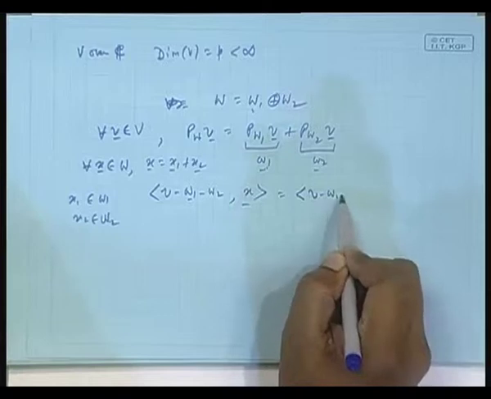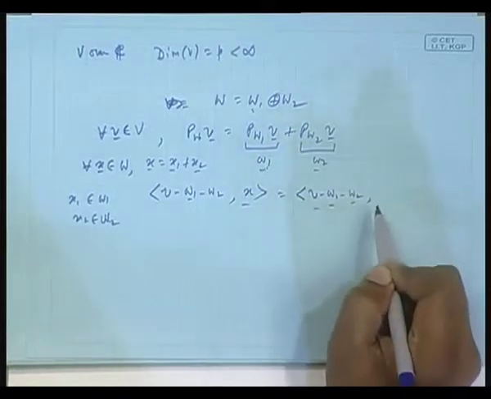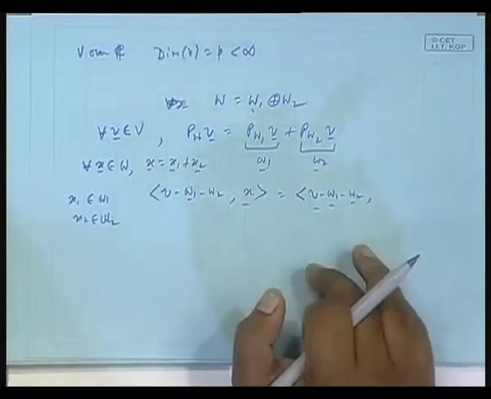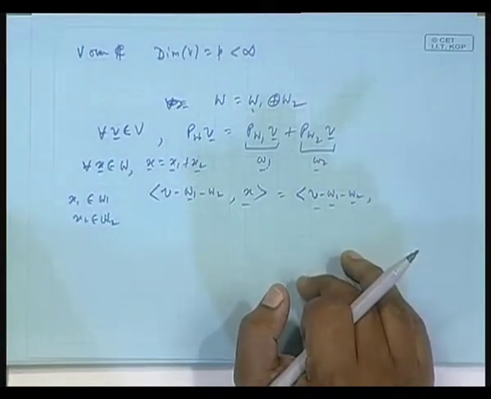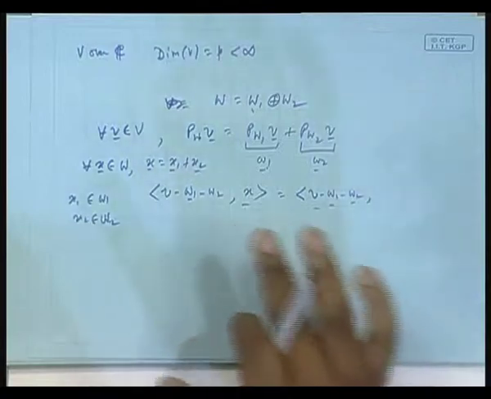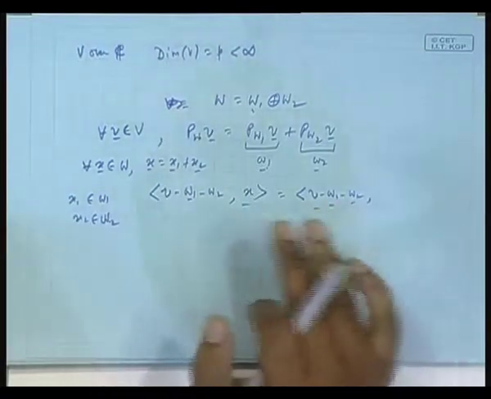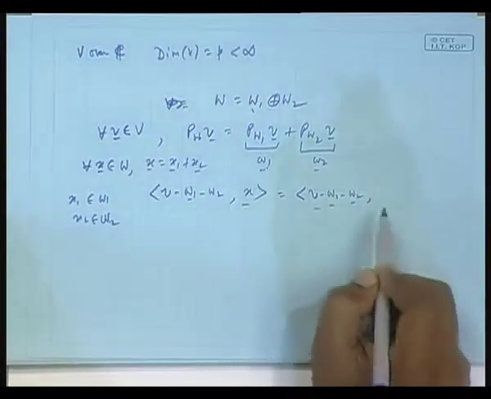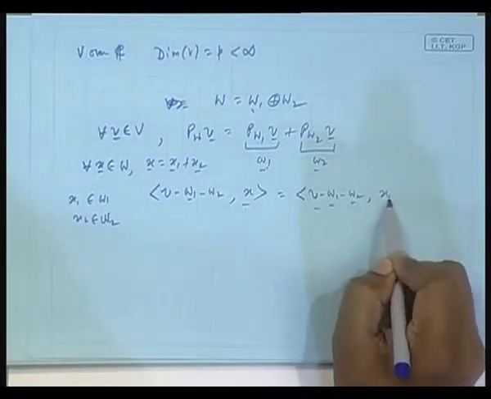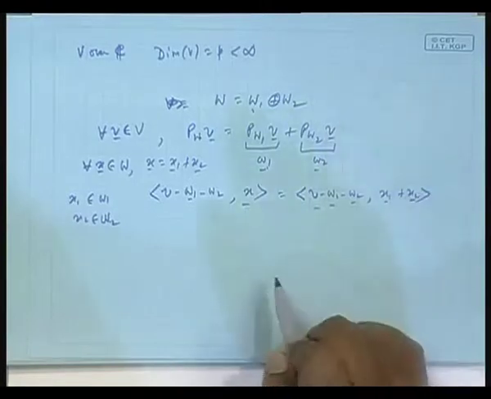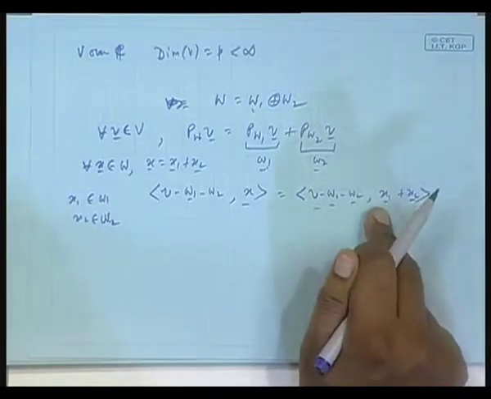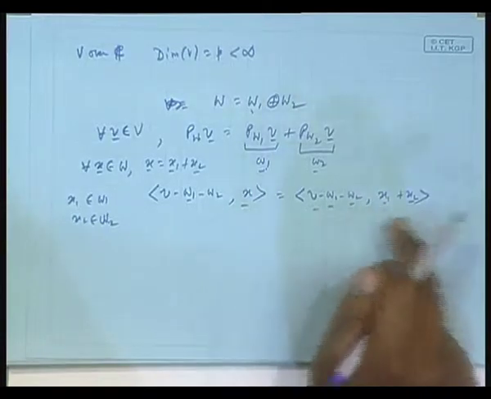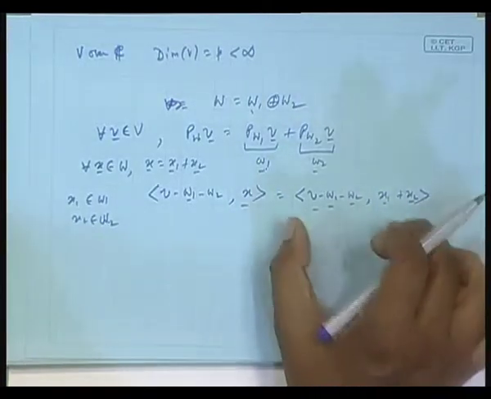V minus w1 minus w2. Try to prove things in a more general way rather than taking that expression. That is what I am saying. Even if we do not know the exact expression of the projection using the orthogonal basis, you can still prove these things. These are better proofs. V minus w1 minus w2, and x is x1 plus x2. Take the inner product with x1. This also you can decompose, isn't it?